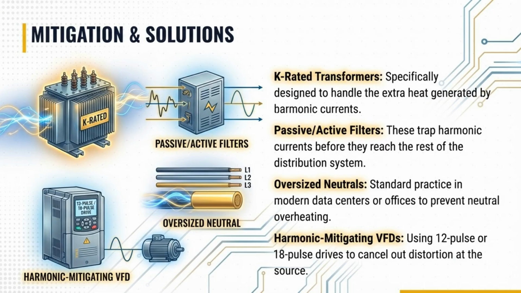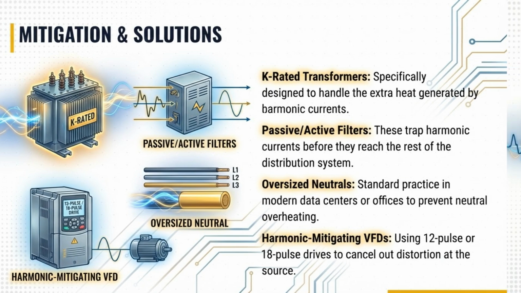Mitigation and solutions include using K-rated transformers to handle heat, installing passive or active filters, oversizing neutral conductors, and using harmonic mitigating VFDs to cancel distortion at the source.